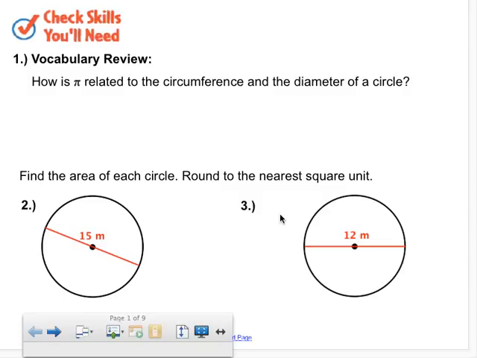Okay, this is Unit 2, Lesson 14, vocabulary review. How is pi related to the circumference and the diameter of a circle? So if you recall in the lesson, I think it was lesson 4 on circumference and area of a circle, they first explained where pi came from. The number pi comes from the ratio of two numbers.